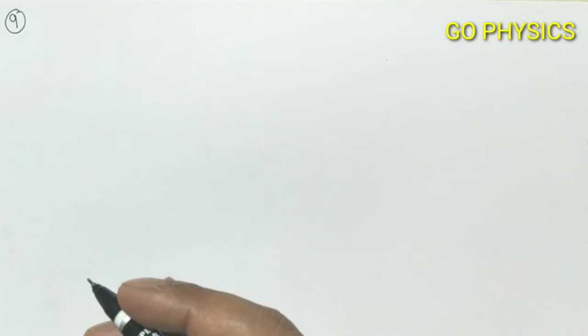Now we are going to see question number 9. A wave travels along the positive x direction with a speed of 20 meters per second. Amplitude is given as 0.2 centimeter and wavelength as 2 centimeter. Write a suitable wave equation which describes this wave.